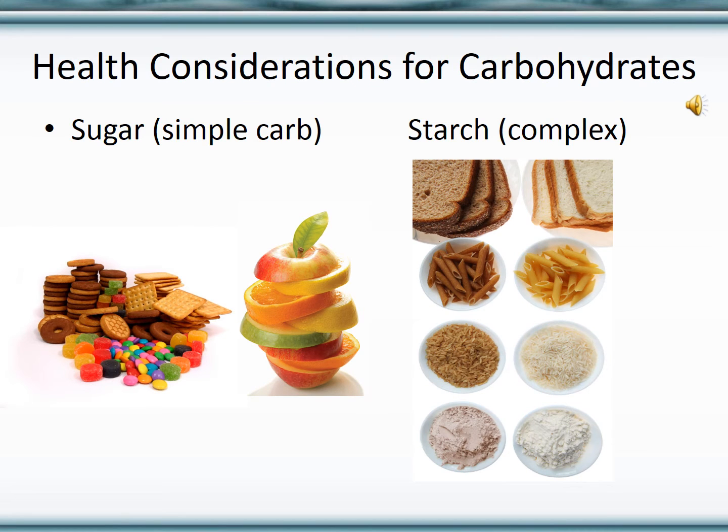From a health standpoint, you may have heard that simple carbs are bad, while complex carbs are good. This is simply not true. There are healthy simple carbohydrates and there are unhealthy complex carbohydrates. Simple carbohydrates are sugars, like candies and sodas, but they also include fruits and vegetables. Complex carbohydrates are starches, such as quinoa and sweet potatoes, but they are also white bread and white pasta.